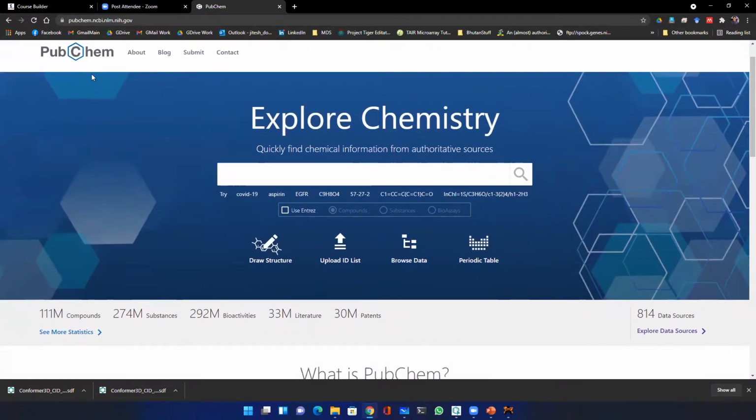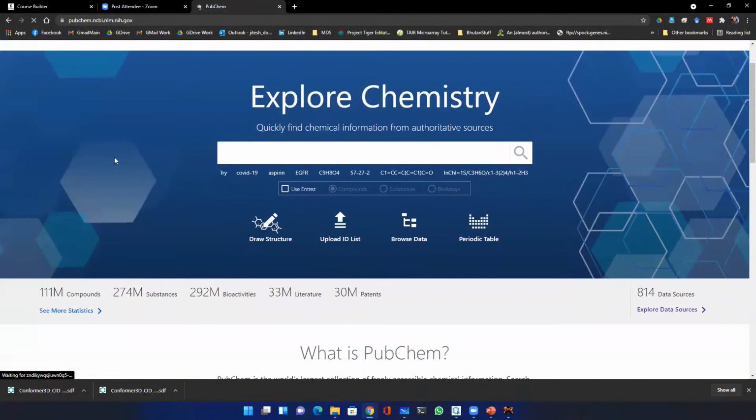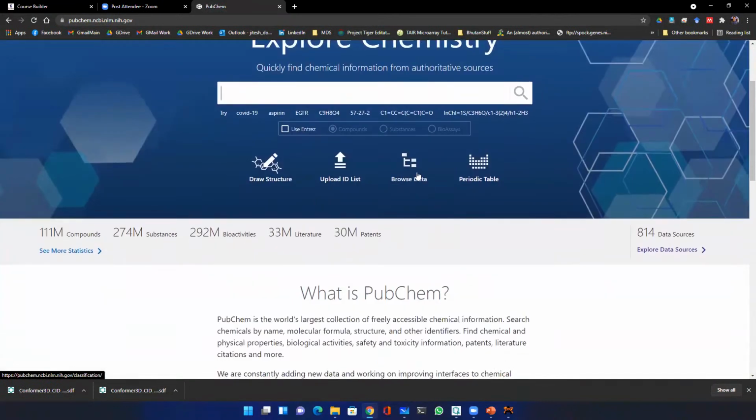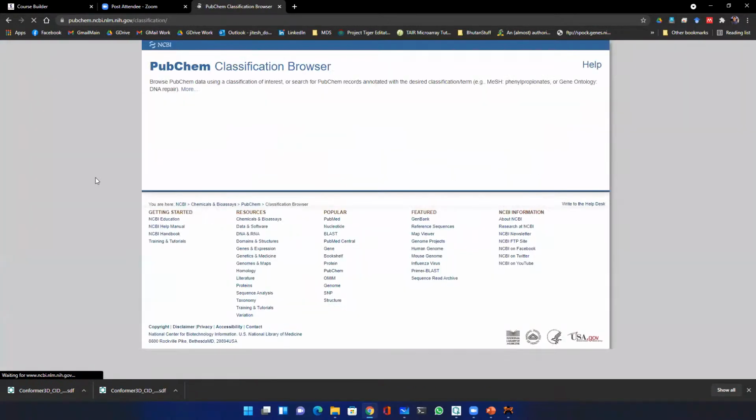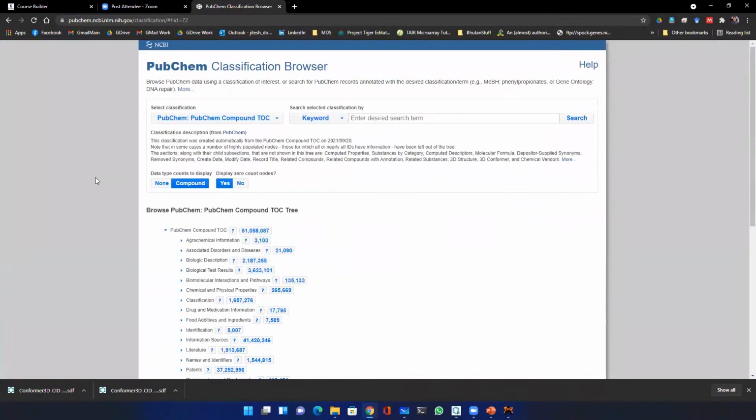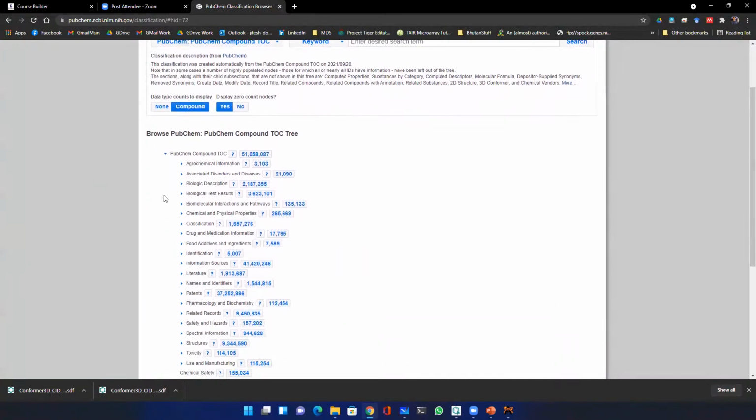So to do that, you can come back to the homepage of PubChem, and there is an option called Browse Data. So you don't have to keep on searching for this molecular information. You can go to Browse Data. This kind of option is available in all the online databases, from where you can gather the information pertaining to your requirement.